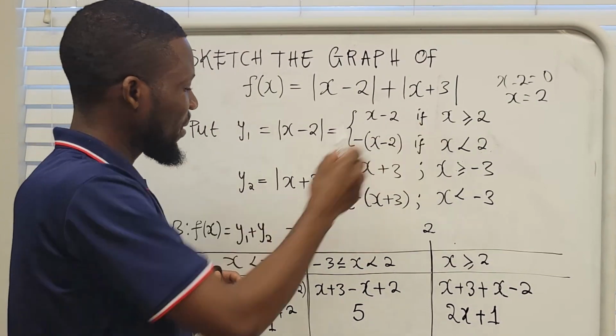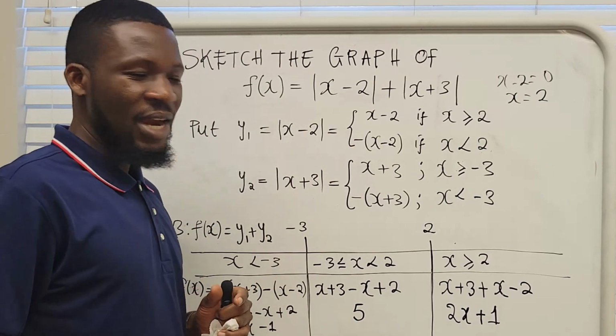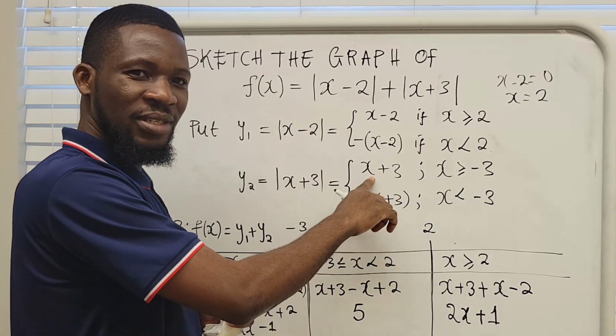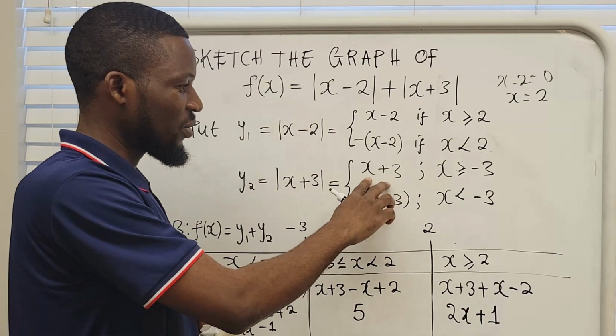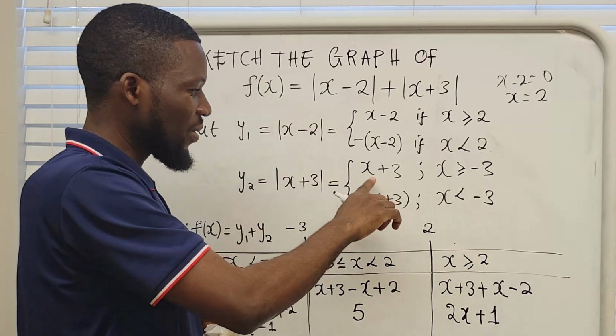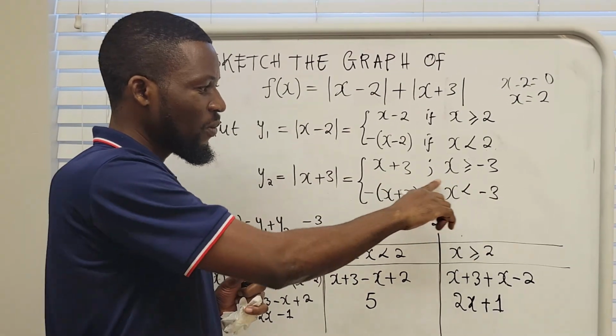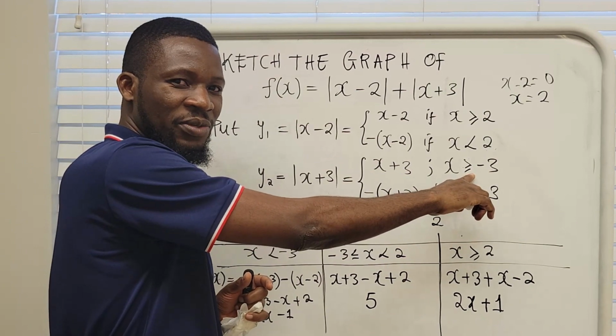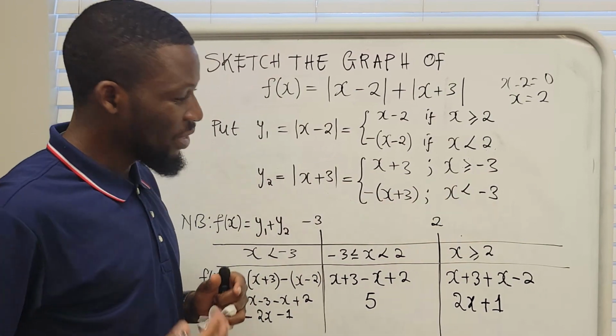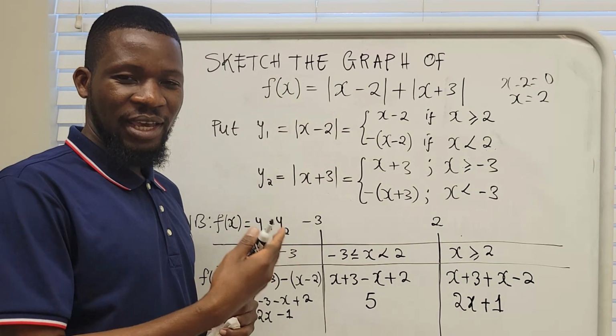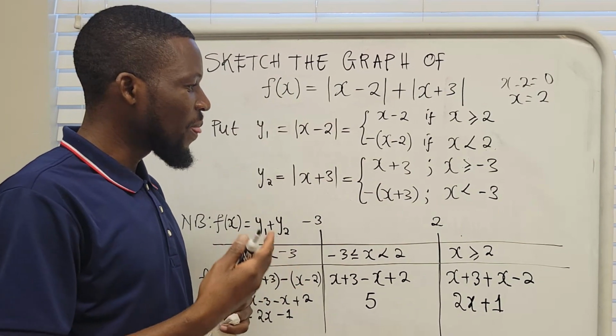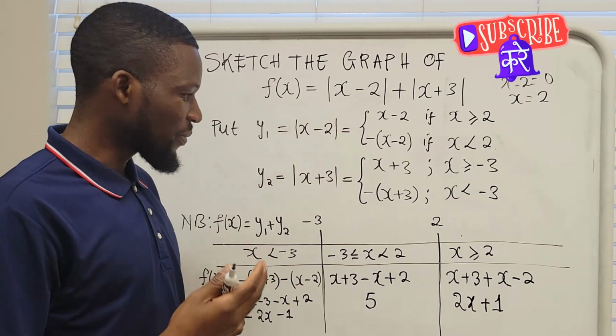Okay, the next part is x plus 3. Now we just solve for x when x plus 3 is equal to 0, so x is negative 3. The first part is x plus 3, when x is greater than or equal to negative 3. The other part will be negative x plus 3 when x is less than negative 3.